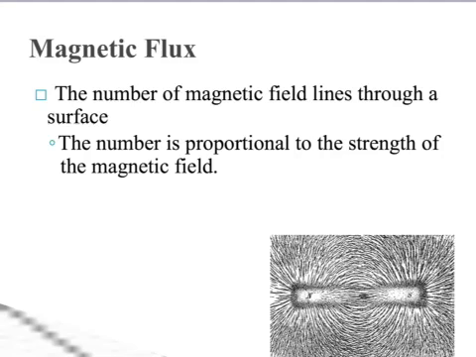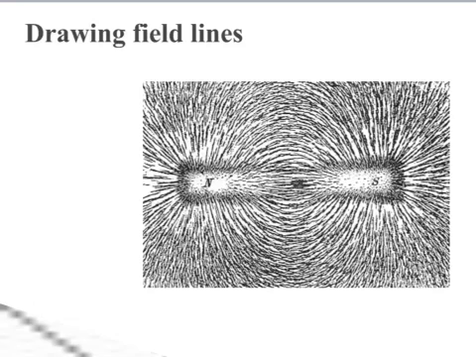You need to know a few things about magnetic fields. The number of magnetic field lines through a surface is what we call magnetic flux, and the number is proportional to the strength of the magnetic field. So flux is proportional to the magnetic field. B is the letter we use for magnetic field. Let's look at this and maybe draw some field lines. When we draw field lines, they always go from north and point to the south. It's really the only rule, other than more lines equals stronger.